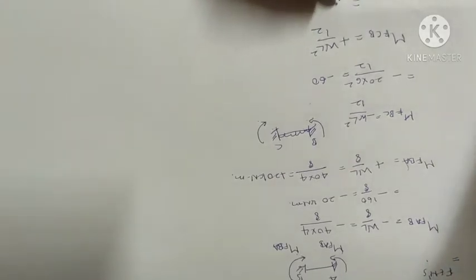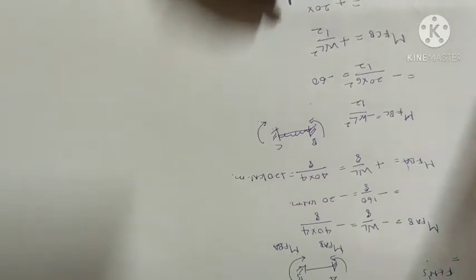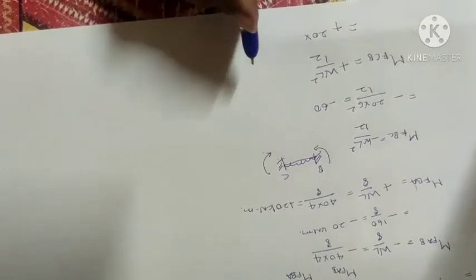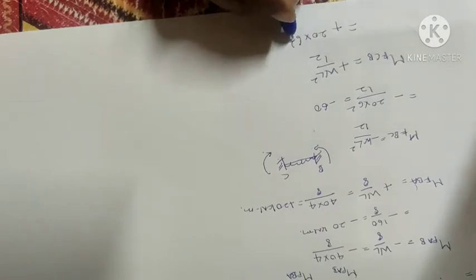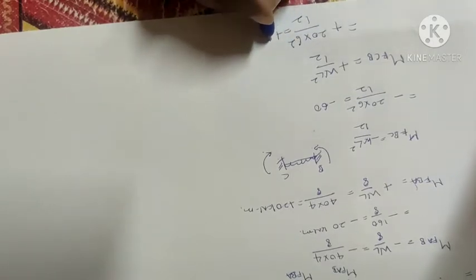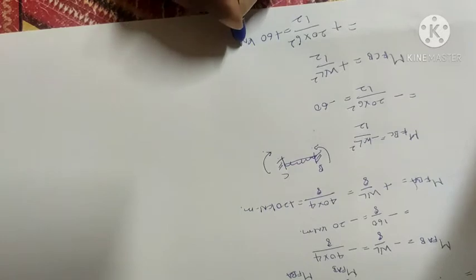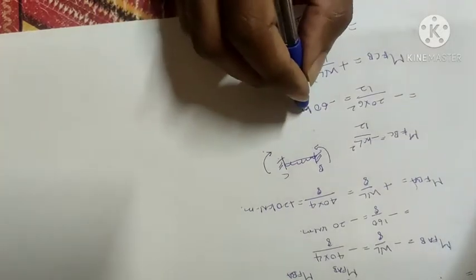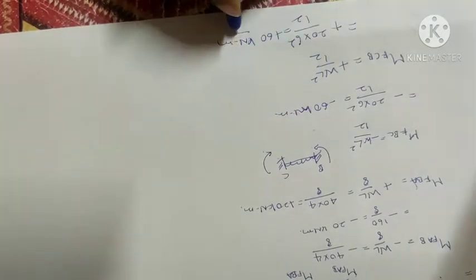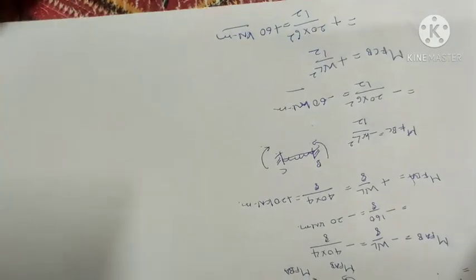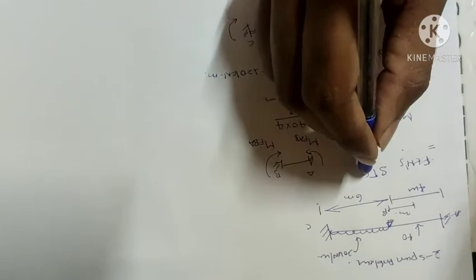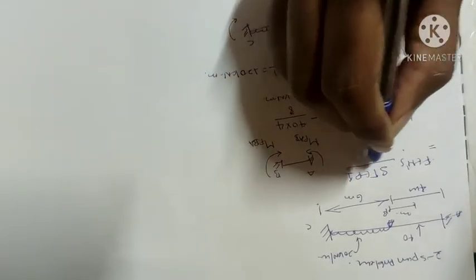For this, plus W is how much? W is 20 into L square. L square is how much? L is 6 meters, divided by 12. That is plus 60 kilonewton meter. This is in kilonewton meter. So this is step 1, finding out the FEM.